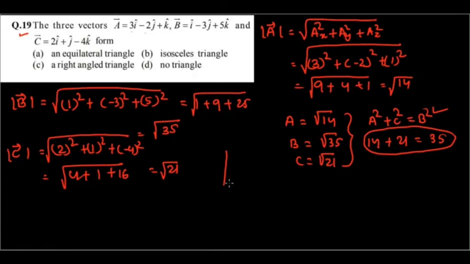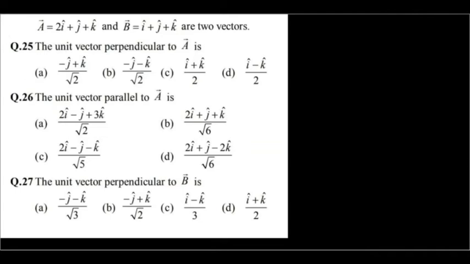This is A vector, this is B vector, sorry, this is C vector. A vector and C vector will be perpendicular to each other, and B vector will be the diagonal or the hypotenuse. So the answer is they will form a right angle triangle. So in this way you can solve this question, and now we'll proceed to the next one. So now look at the next question.